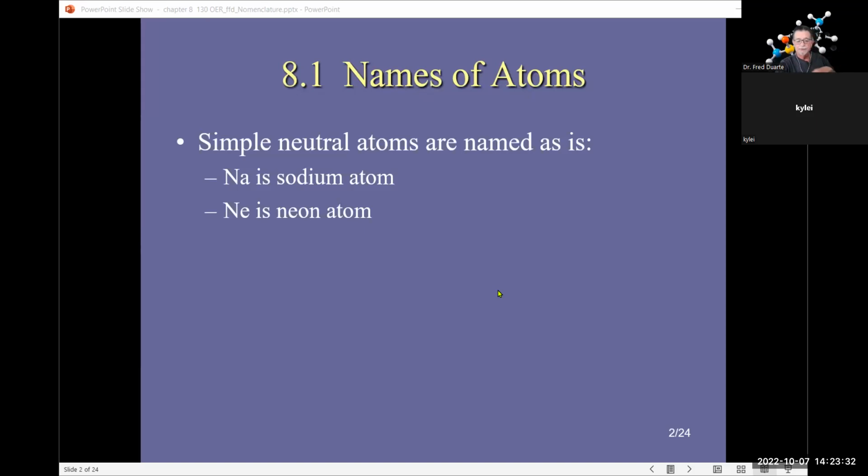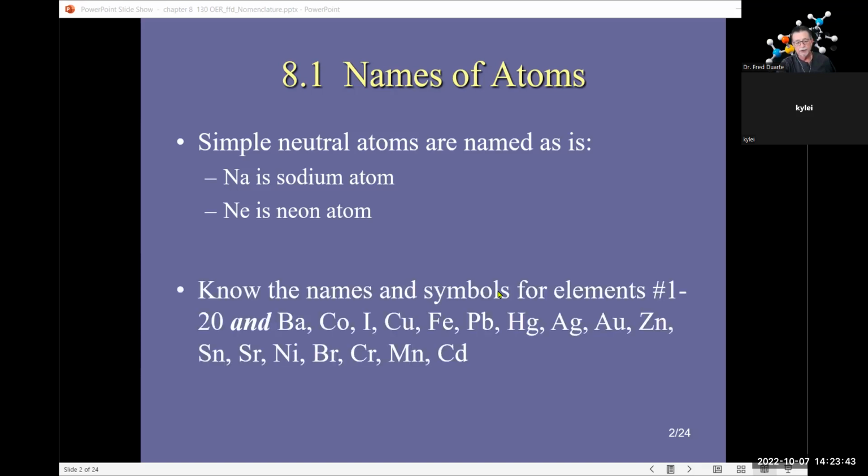All right, so simple neutral atoms, obviously we talked about this, it's sodium atom, and we always give the name of the element and then throw in there the word atom. Okay, so be familiar with the first 20, which we have talked about, and then we're going to add some more.